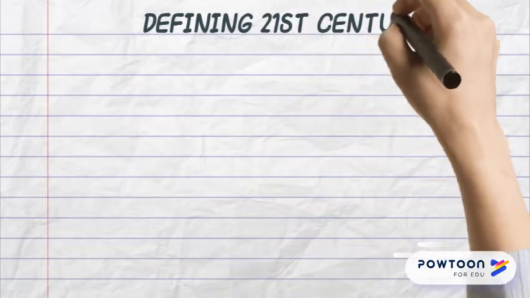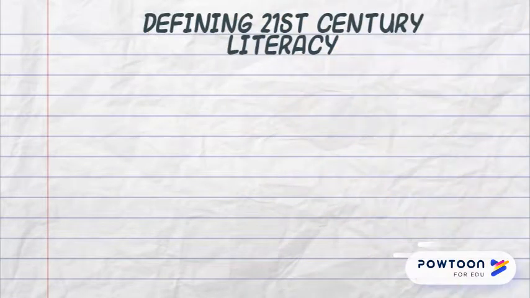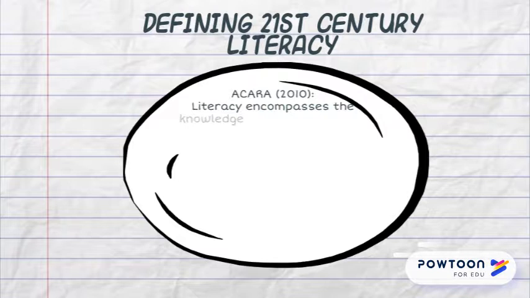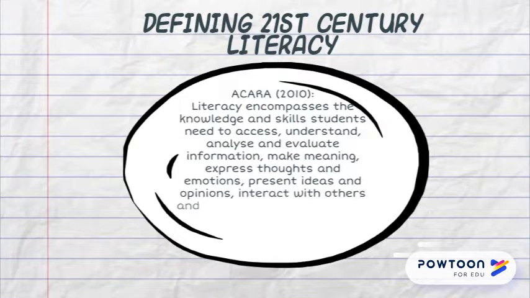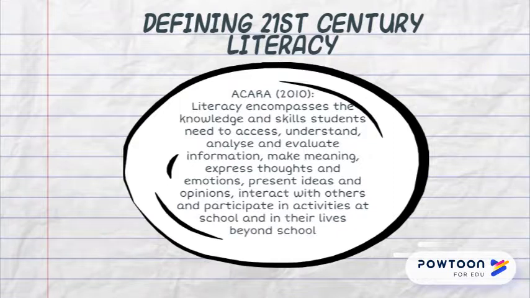Defining 21st century literacy. Akara defines literacy as the knowledge and skills students need to access, understand, analyse and evaluate information, make meaning, express thoughts and emotions, present ideas and opinions, interact with others and participate in activities at school and in their lives beyond school.